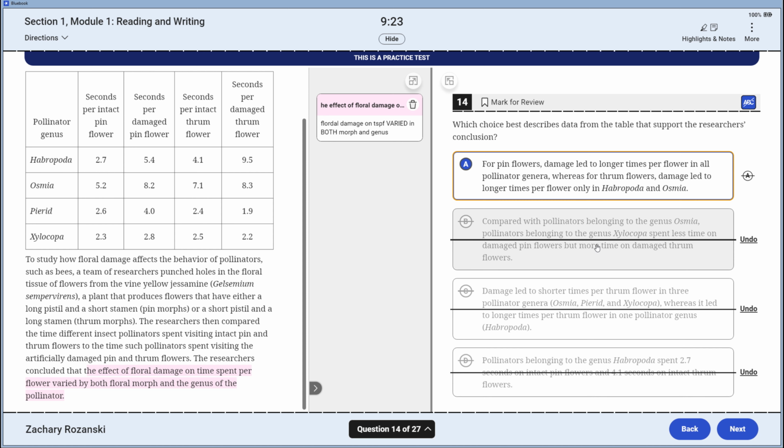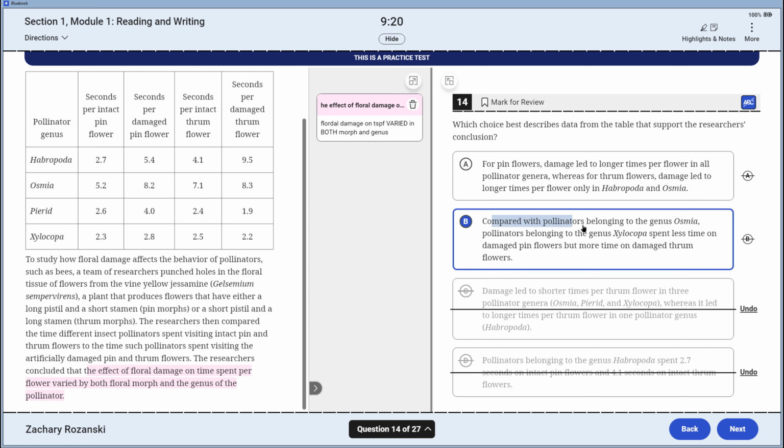A is our gorgeous first choice. Was I right that this, compared to pollinators belonging to the genus Osmia, pollinators belonging to Cyclopia spend less time? Yeah, A is it.